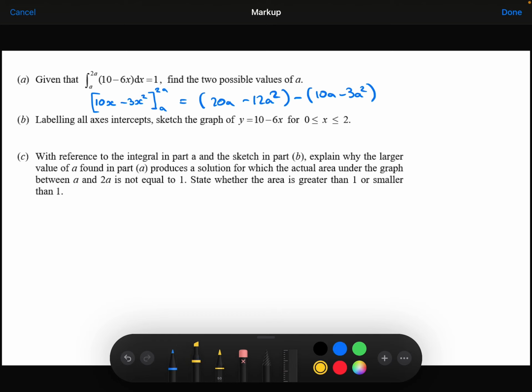Multiplied by the 3 will be 12a squared. Now simplifying this, we've got 20a minus 10a, so that's 10a. And then we've got the minus 12a squared minus 3a squared. So that's going to add 3a squared. Minus 12a squared plus 3a squared is minus 9a squared. And this integral with those limits was equal to 1.